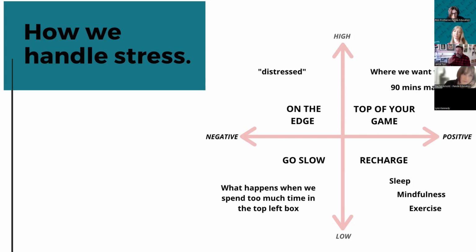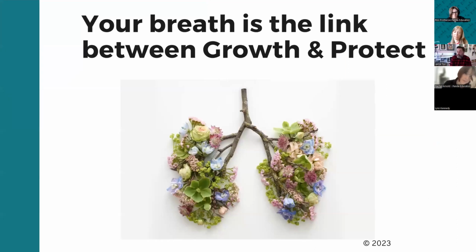Now, how do we flick that switch between grow and protect? Honestly, it's super simple. It's taking control of our breathing. It's the one thing that changes with our emotions. We get upset, our breathing changes. We get tired, our breathing changes. If we can take control of our breathing just a little bit, we can flick that switch between the parasympathetic and sympathetic nervous systems. We can put ourselves back into repair mode.